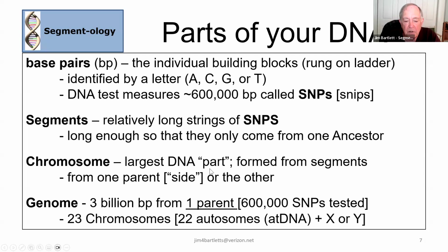A chromosome is the largest part of our DNA, and it's formed from segments from one parent, which we often call a side, or the other. So you have two genomes. One genome is about 3 billion base pairs from one parent, 600,000 SNPs that are tested. And you get 23 chromosomes, 22 called autosomes, plus an X or a Y, depending on whether you're a boy or a girl. So in our body, we have two genomes, 3 billion from one parent, 3 billion from the other parent, for a total of 46 chromosomes altogether. That's what makes a human being.